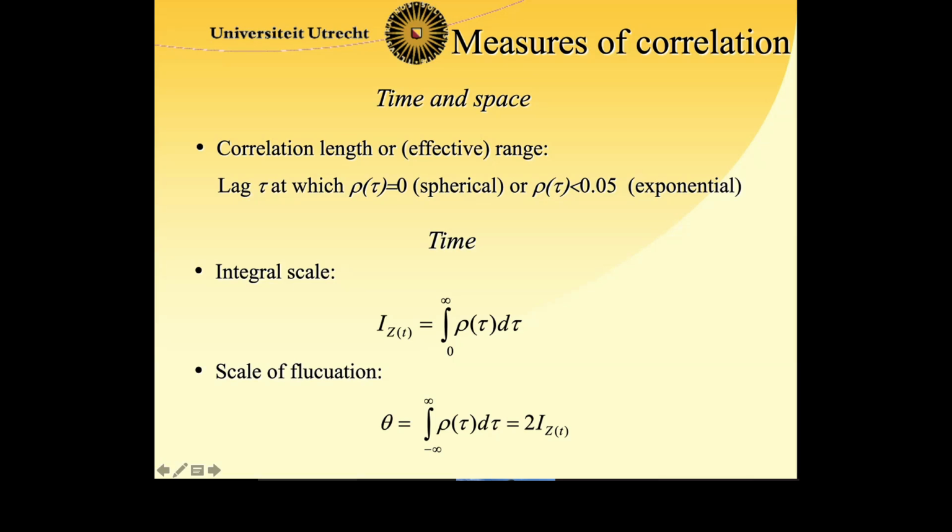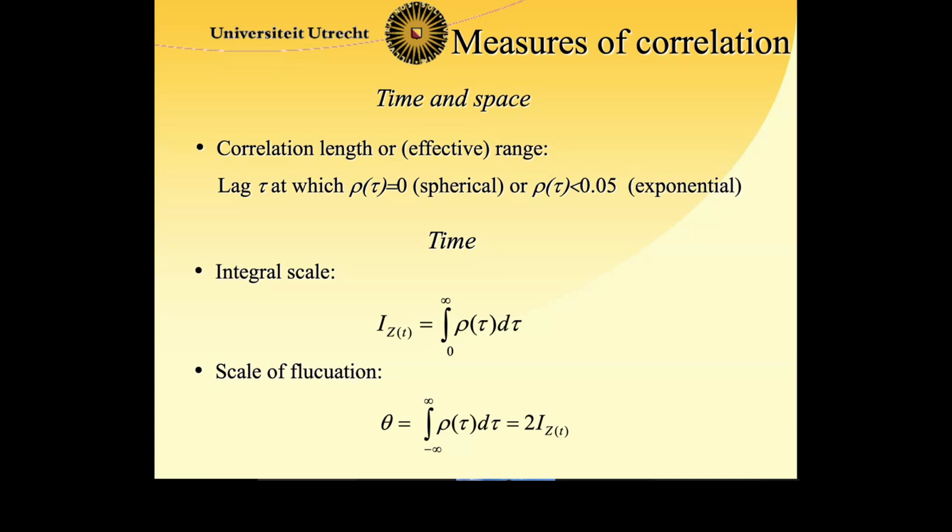Okay, welcome back. So we looked at some examples of covariance functions or correlation functions, and of course it's also of interest to have a single measure that measures how well a random function remains dependent or correlated in space or time.